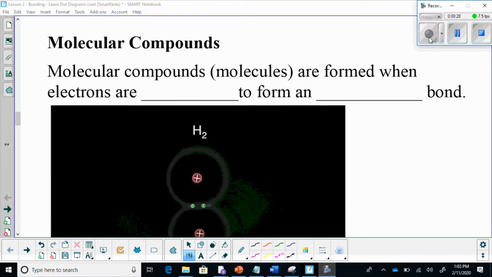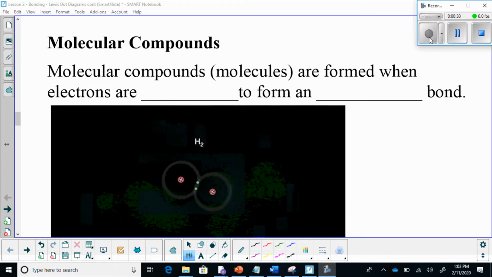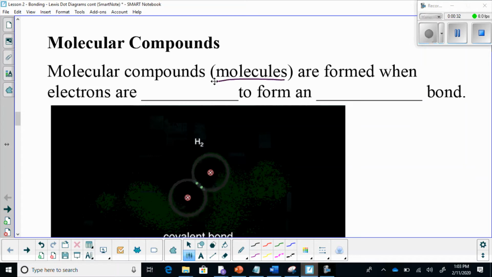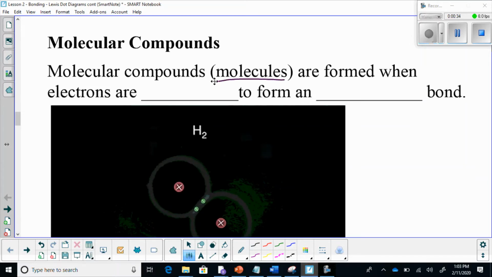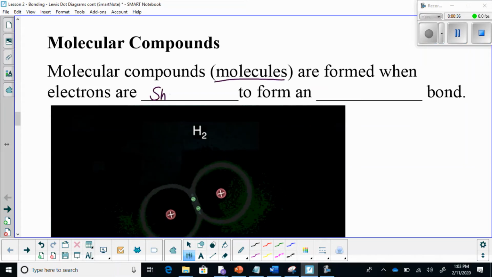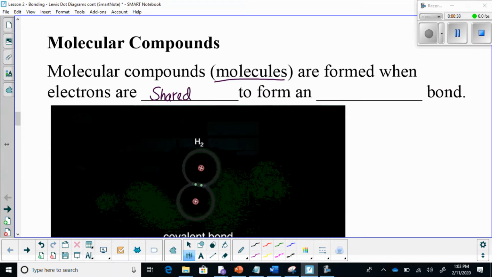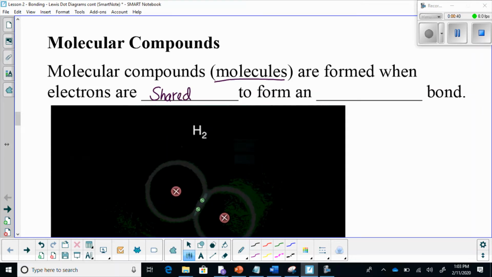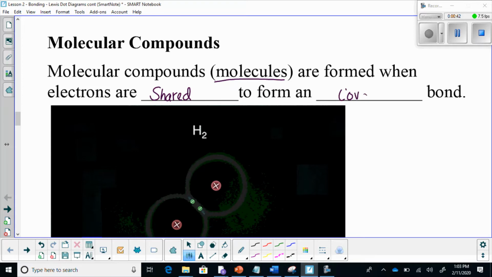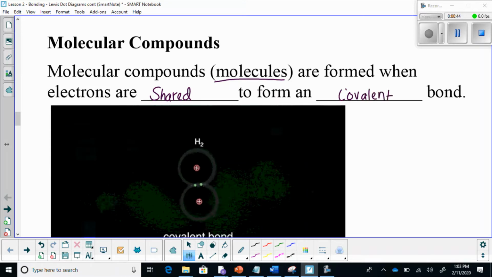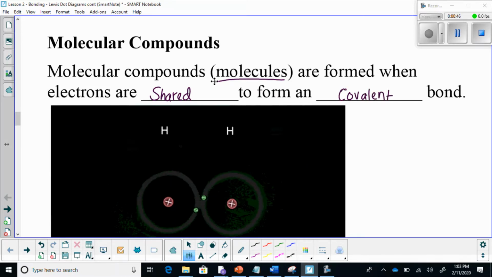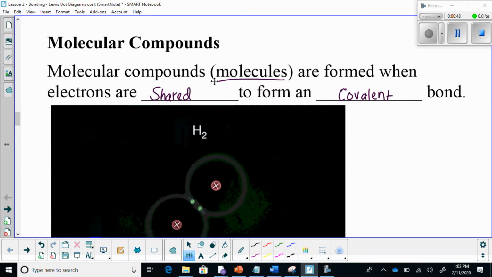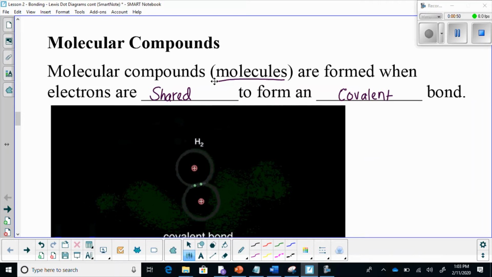Molecular compounds can also be called molecules, okay? So molecular compounds are formed when electrons are shared. They form a covalent bond. So in ionic compounds, we have ionic bonds. In molecular compounds, we have covalent bonds.